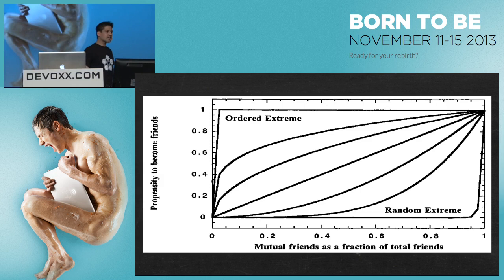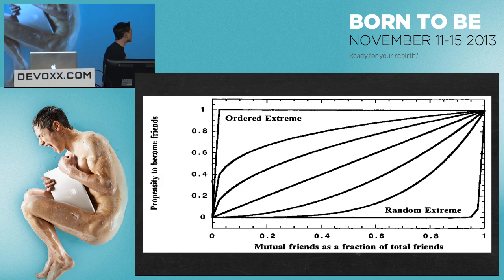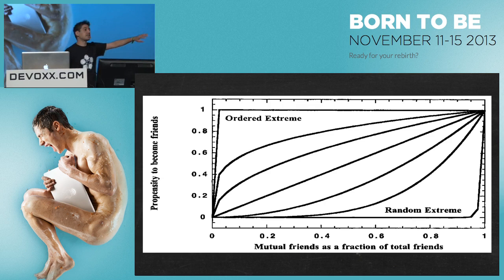And this is a graph that shows this. This is actually from Watts' paper. Mutual friends is a fraction of the total friends. As that increases, the chance of you becoming friends with the second degree and third degree contacts goes up.